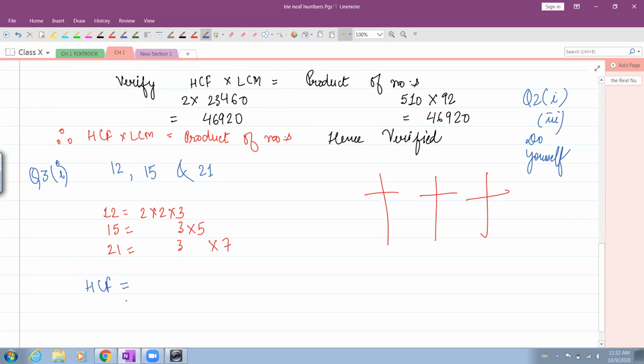For the HCF, always take the common factors. What will be the HCF here? 3. So the HCF will be 3. And when you write the LCM, you're supposed to take the ones which are common, whether they are common for all 3 or they are common for 2 of the numbers, or they are not common for any of the pairs. So you will have 3 multiplied by the rest of the factors. So you'll have 2 multiplied by 2 multiplied by 5 multiplied by 7. 420? 420. That's it. This is what you have to do in question number 3.